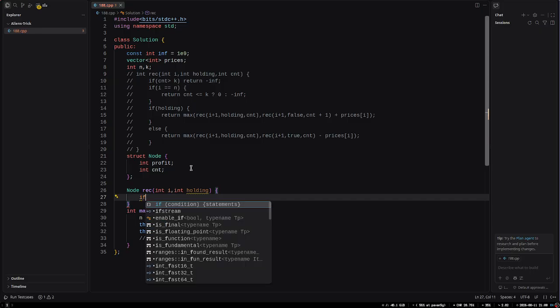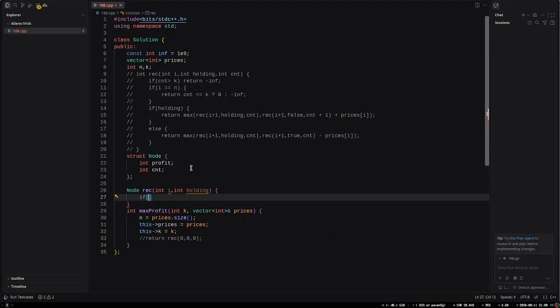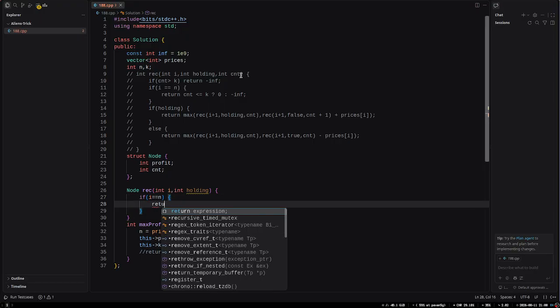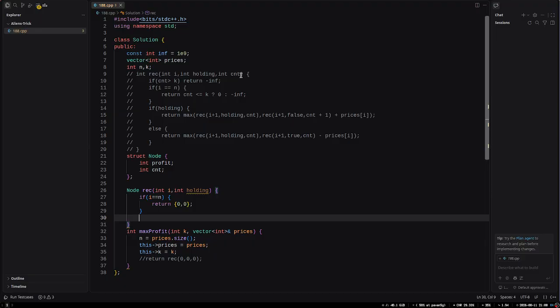And now this has become an unbounded knapsack. Previously it was a bounded knapsack. You had a bound of picking only k items. So this particular optimization converts this into an unbounded knapsack. You can pick as many items as you want. So if i is equal to n, return 0 0. You cannot pick more items after this. So return 0 0.